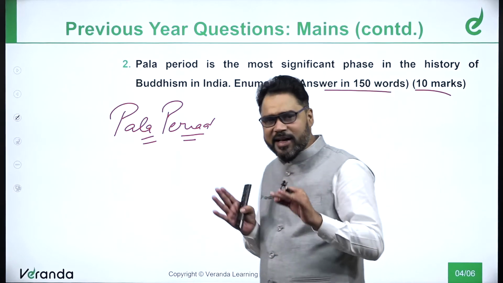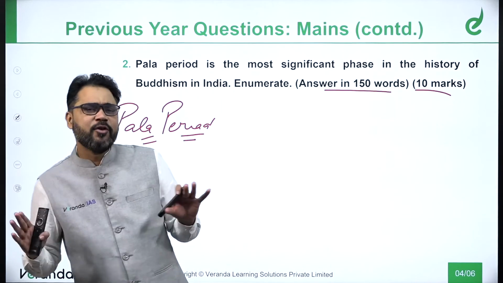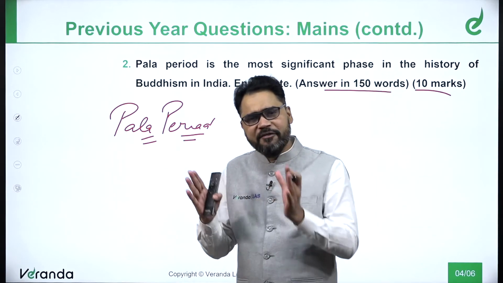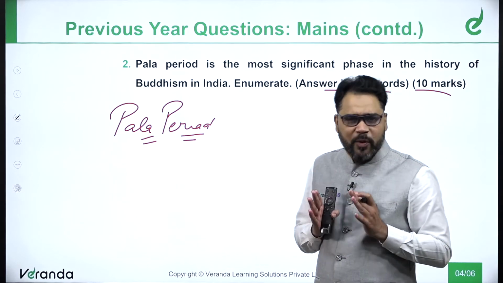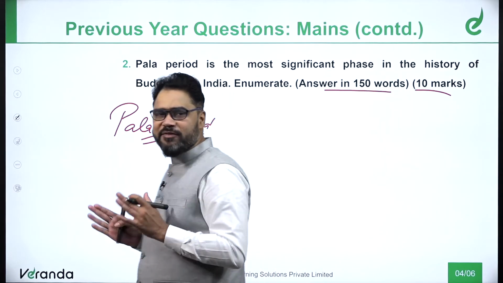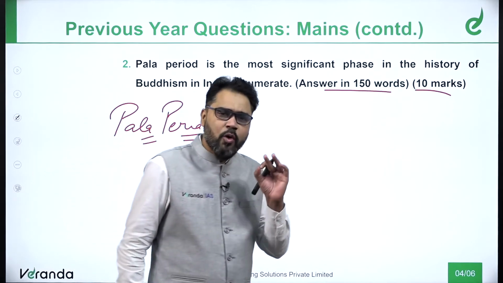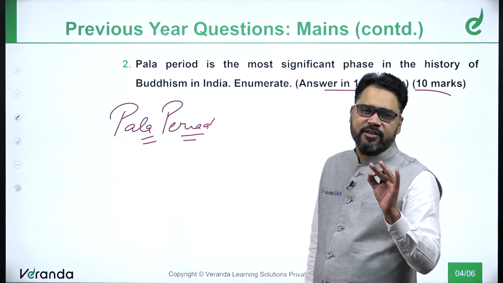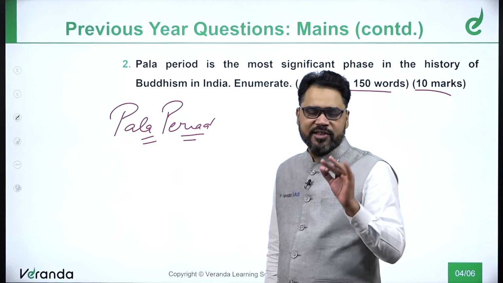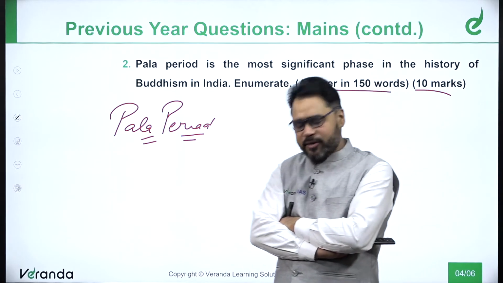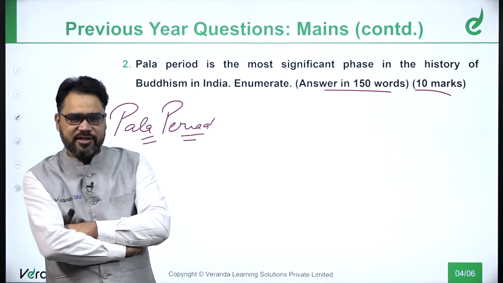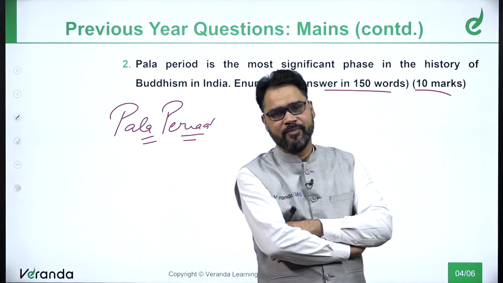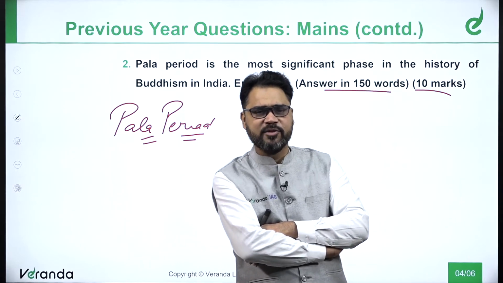Why? Because it is directly, you don't have to provide any information on Buddhism here. The question directly mentions the idea of Pala period with reference to Buddhism in India. So when I am saying that Pala period is the most significant phase in the history of Buddhism, technically I am asking you to answer about the events during the Pala period that made significant changes or significant improvement in Buddhism with reference to India. Okay, this has to be the right approach in this particular question.